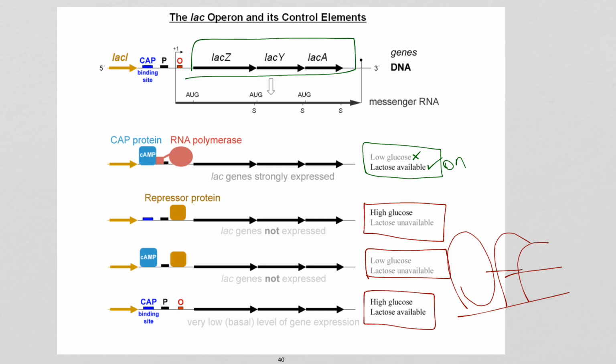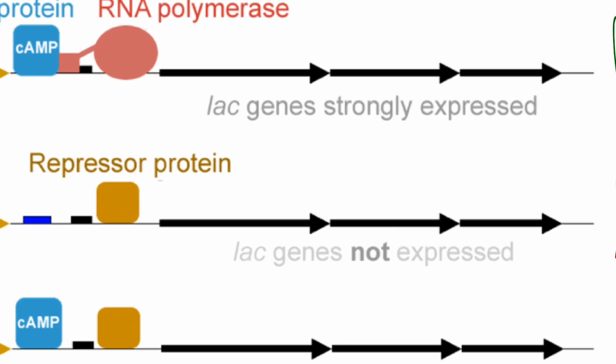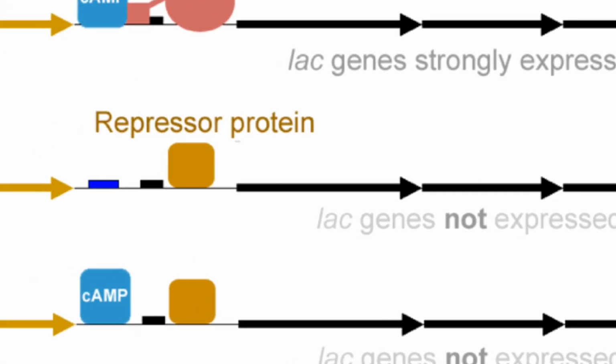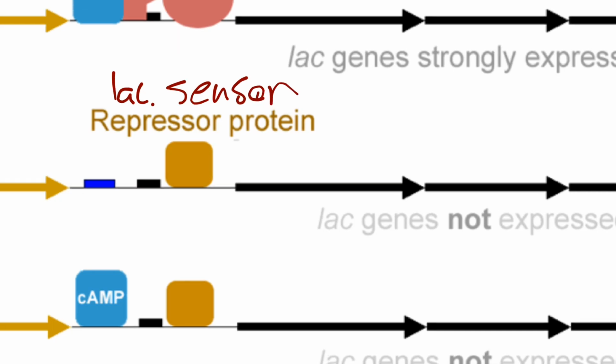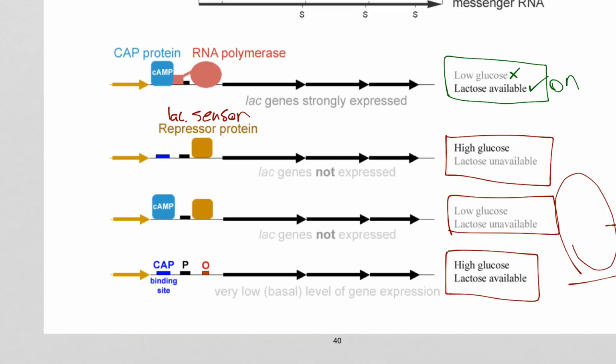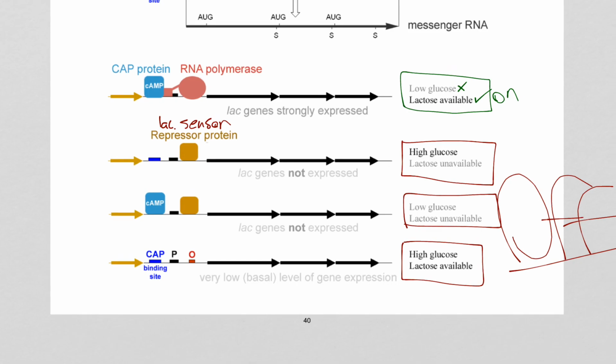Bacteria aren't smart. They can't see that there's lactose there, and they can't think and decide to turn the operon on and off. So there has to be some kind of sensor. Okay? The lactose sensor is this protein called a repressor, and its name sort of gives away the function. It represses expression of the genes in the lac operon.